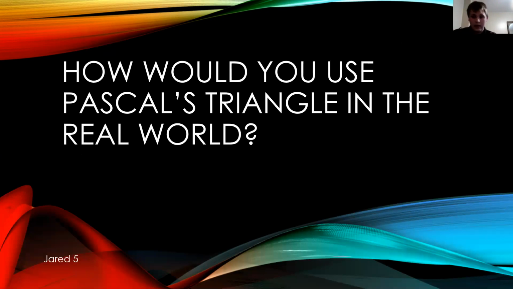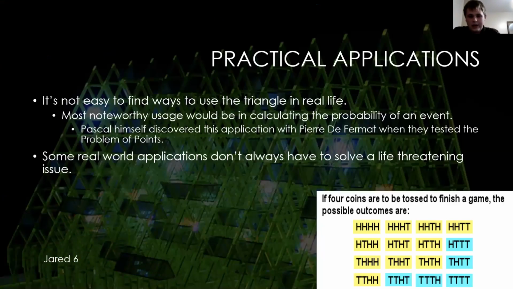To be honest, it's not easy, but it can be used most notably in calculating the probability of an event. This was actually discovered by Pascal himself with Pierre de Fermat when they were experimenting with the problem of points. It goes like this. If you're playing a coin tossing game with heads and tails, you stopped and player A has won 8 tosses and his heads, player B has won 7 tosses and his tails. You can actually calculate the remaining outcomes to determine who could win the game.